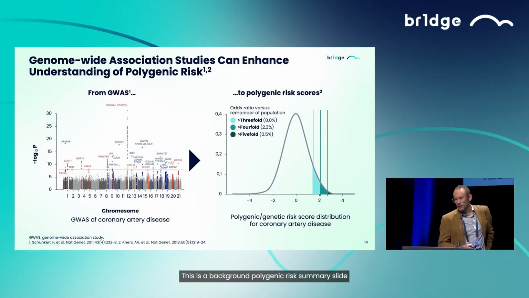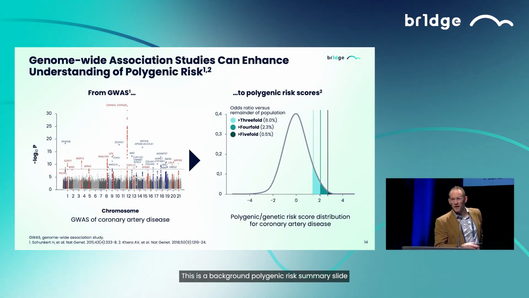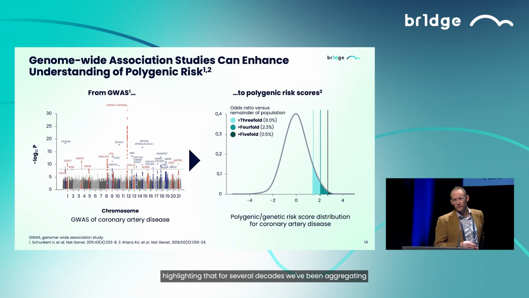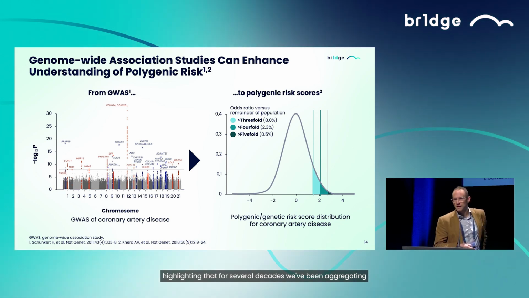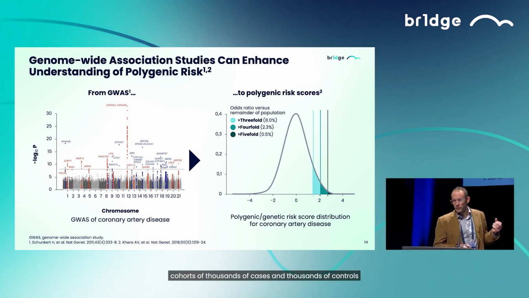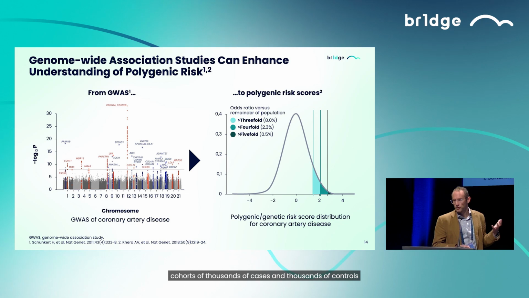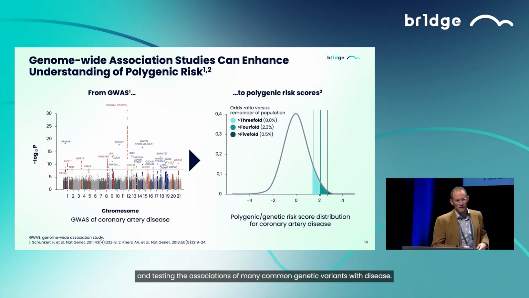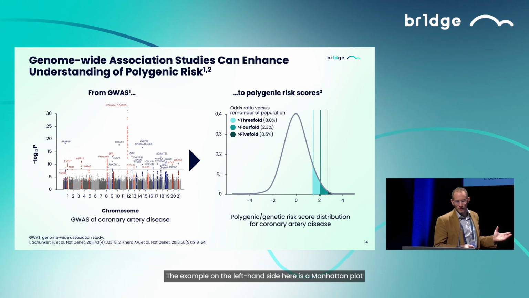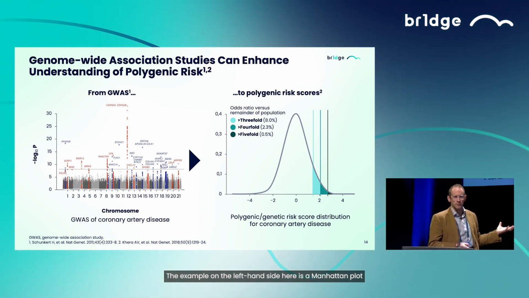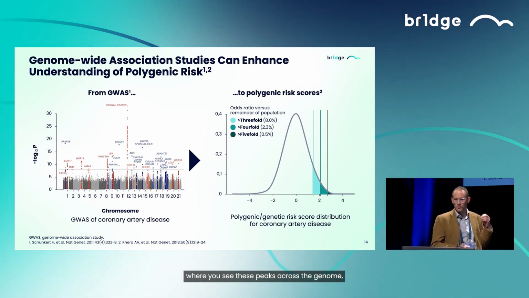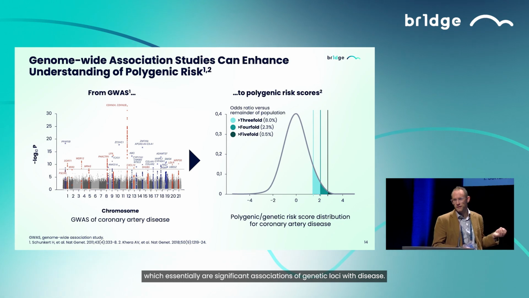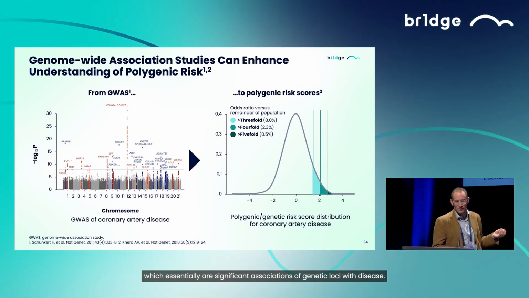This is just a background polygenic risk summary slide, highlighting that for now several decades, we've been aggregating cohorts of thousands of cases and thousands of controls and testing the associations of many common genetic variants with disease. And the example on the left-hand side here is a Manhattan plot where you see these peaks across the genome, which essentially are significant associations of genetic loci with disease.